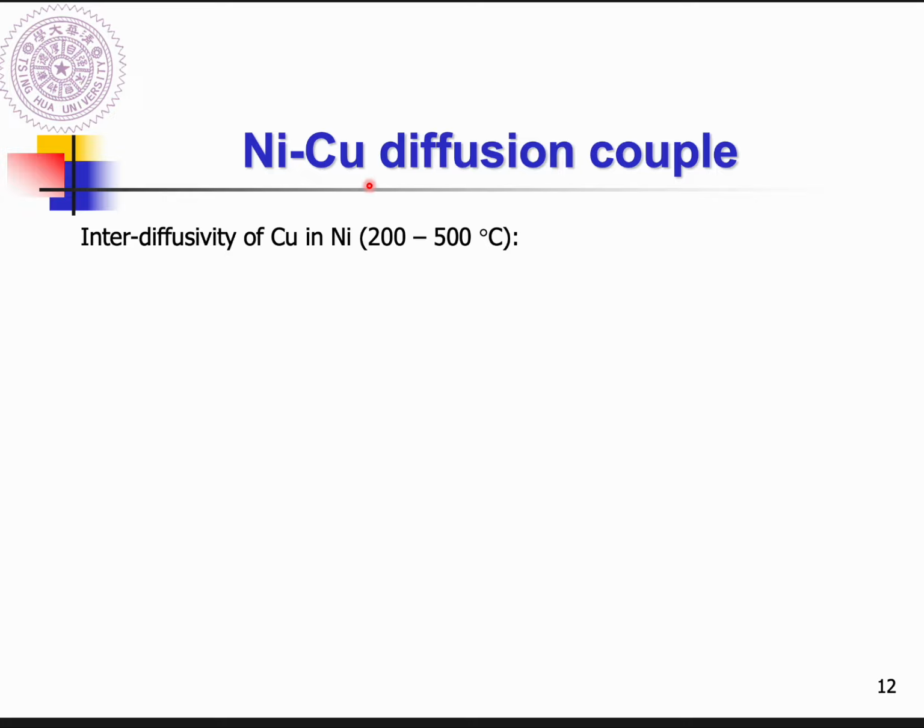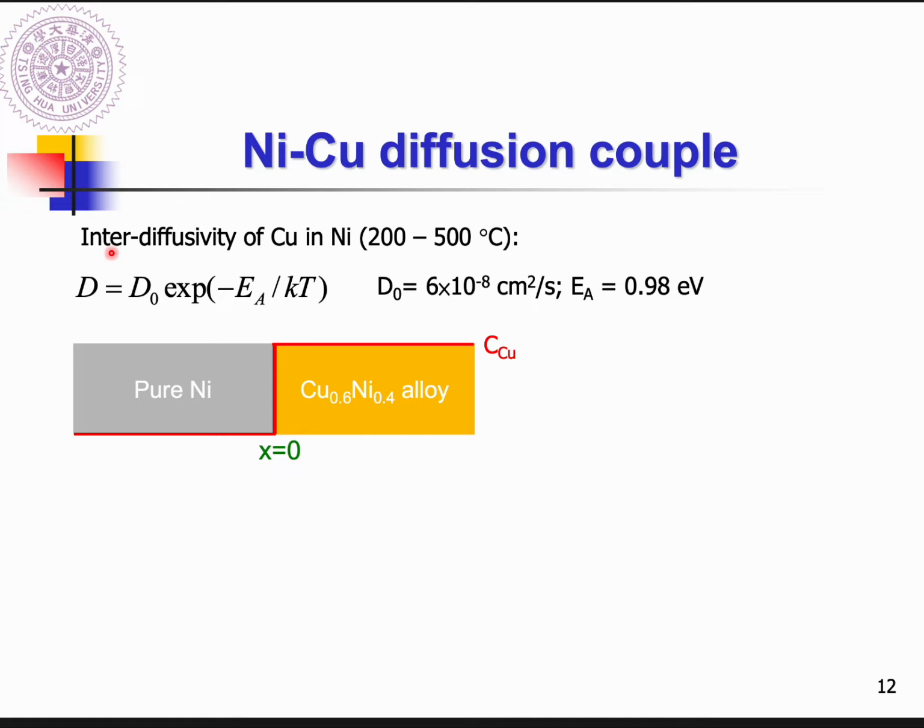It's a nickel-copper diffusion couple. What we have here is pure nickel and a copper-nickel alloy. We also assume the diffusion length is much smaller than the total length of this diffusion couple. Based on the information we have, we are interested in the concentration profile of copper. So we have copper here, and no copper on our left-hand side. When you try to plot the concentration profile, it can be like this step function.